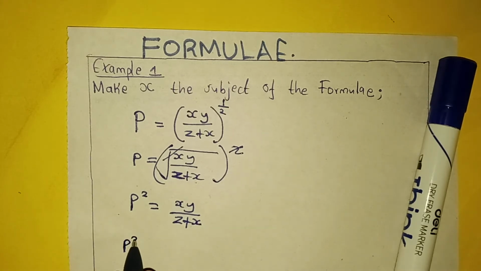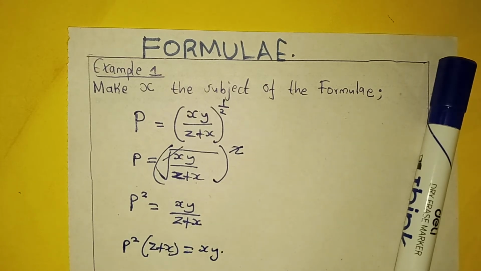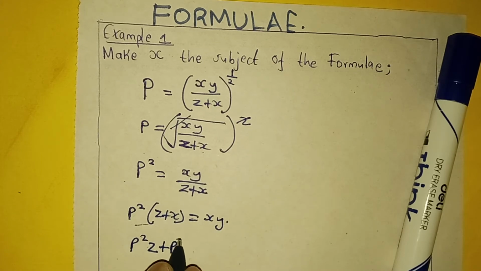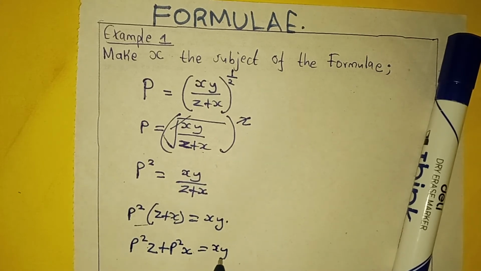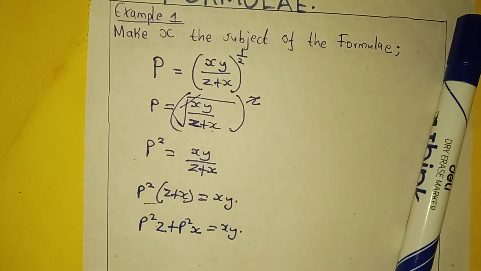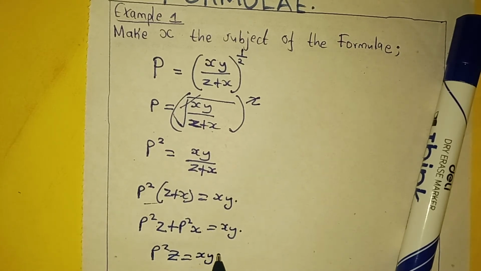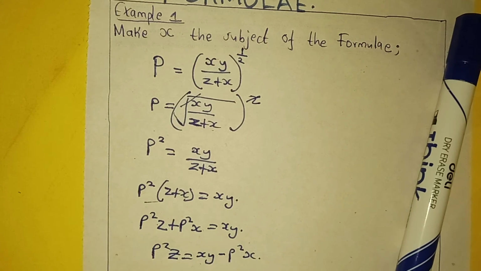So it will be p squared times z plus x is equal to xy after multiplying. Now we open the brackets here. It will be p squared z plus p squared x is equal to xy. Now we move those values with x's to one side. So we have p squared x and xy. So p squared z is equal to xy minus p squared x. We move p squared x on our left hand side to the right, so it will be negative p squared x.